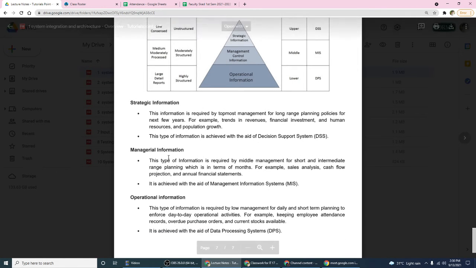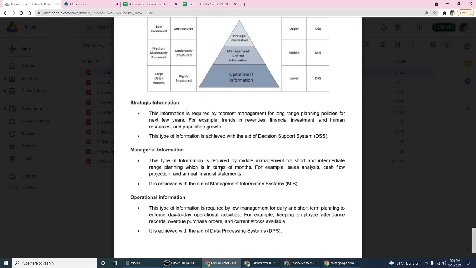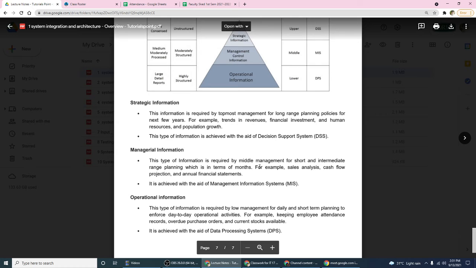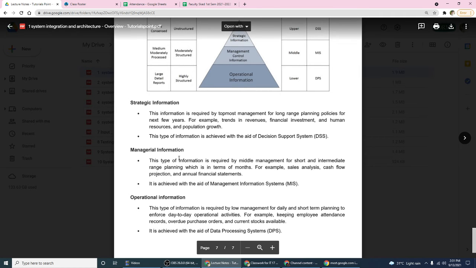And then we have the managerial information. This type of information is required by middle management for short and intermediate range planning, which is the term of months. For example, sales analysis, cash flow projection, and annual financial statement. It is achieved with the aid of management information system. Okay? Point of sale system, inventory systems. So those are examples of managerial information.